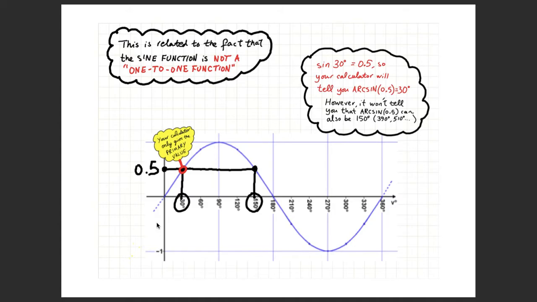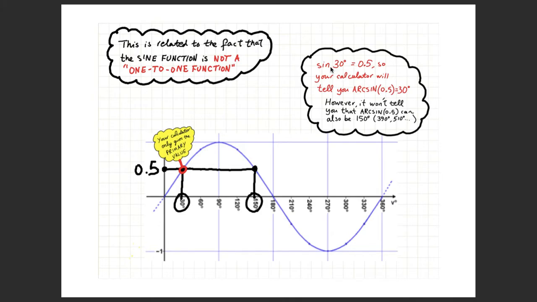So that's related to the fact that when you do the graph of sine, it's not a one-to-one function. So there are many values that could have a sine of 0.5. So 30 degrees could have a sine of 0.5, but also 150 degrees could have a sine of 0.5.